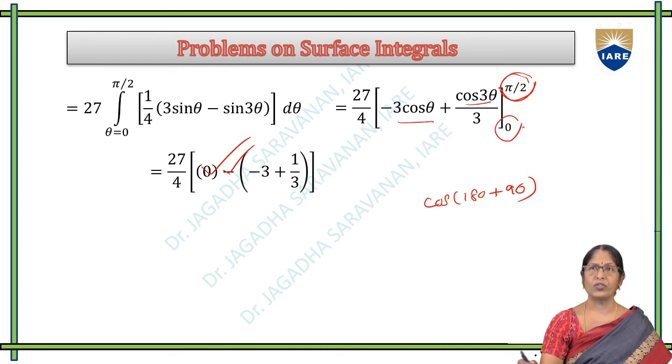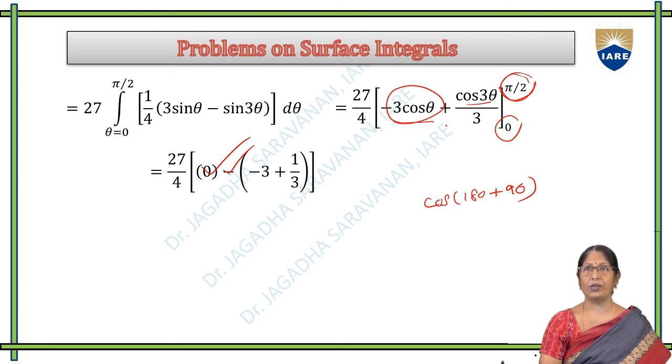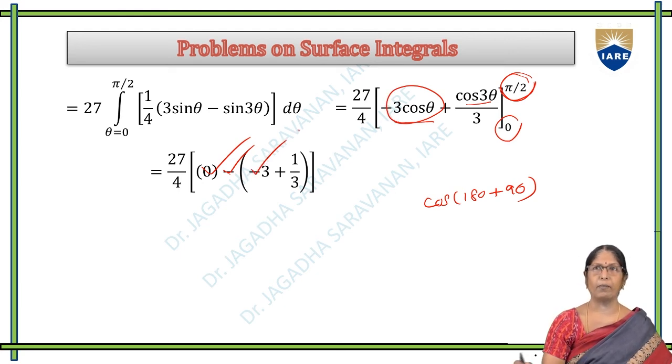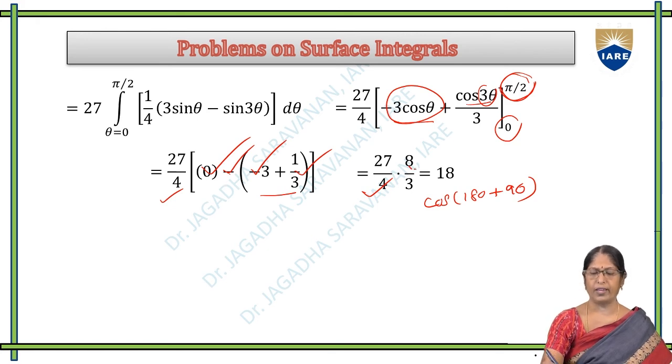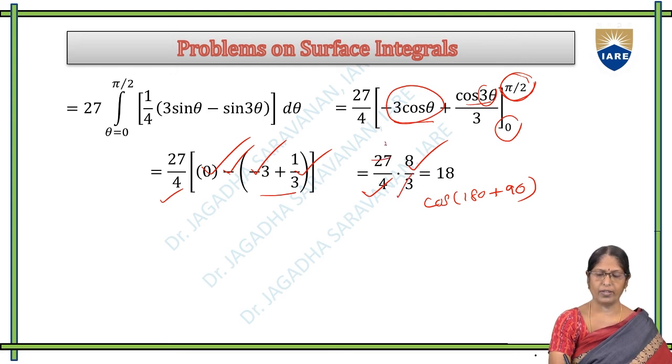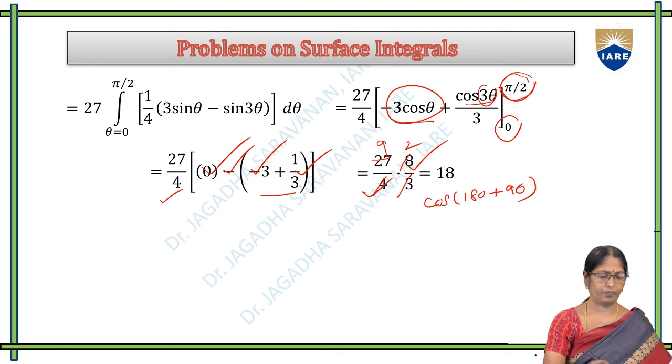And now concentrating on the lower limit value 0, that is cos 0. In the theta place we are substituting 0. So cos 0 value is 1. 1 into minus 3, minus 3. And here also cos 0 value is 1, plus 1 by 3. So this is 27 by 4, and here minus 8 by 3, outside minus is there, it is 8 by 3. Now cross multiplying, here we can see 9, and cancelling, we obtained the result 18.